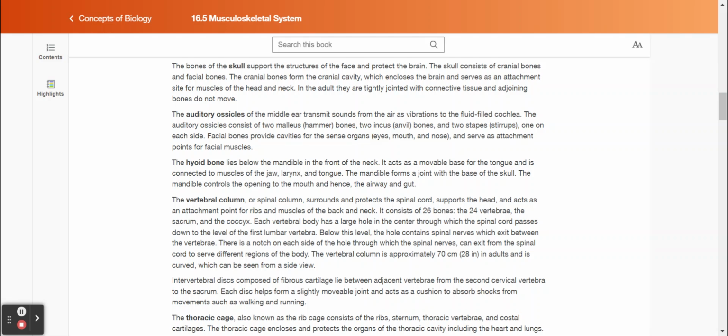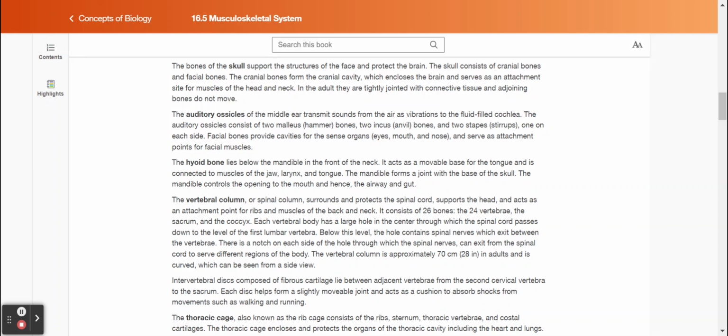The auditory ossicles of the middle ear transmit sounds from the air as vibrations to the fluid-filled cochlea. The auditory ossicles consist of 2 malleus, or hammer, bones, 2 incus, or anvil, bones, and 2 stirrups, one on each side. Facial bones provide cavities for the sense organs, eyes, mouth, and nose, and serve as attachment points for facial muscles.